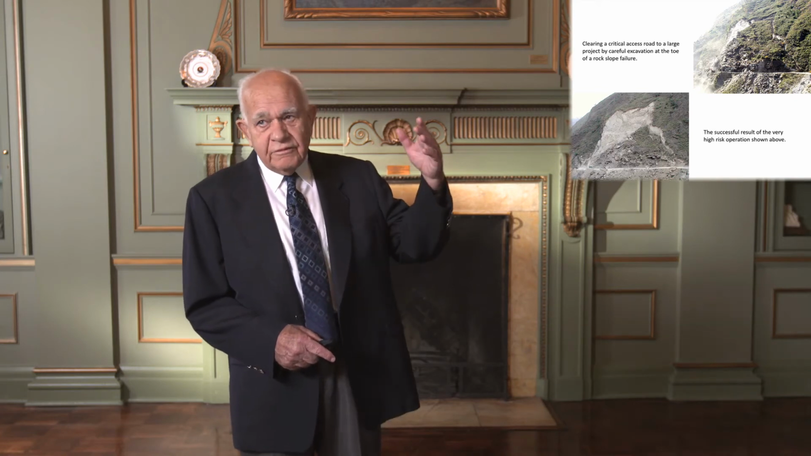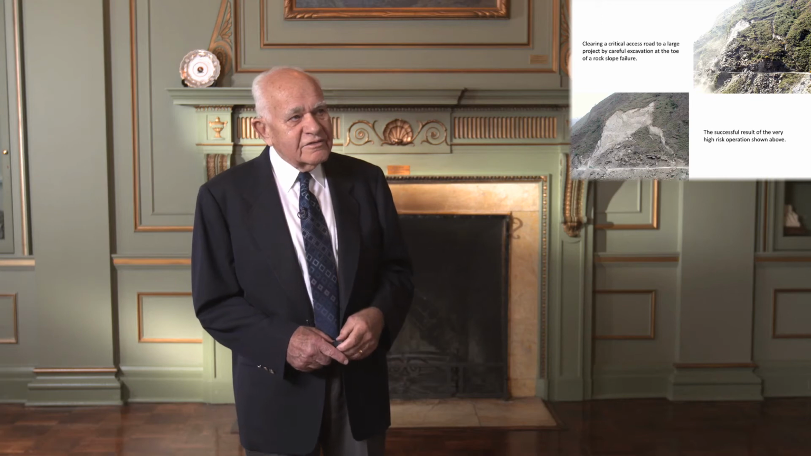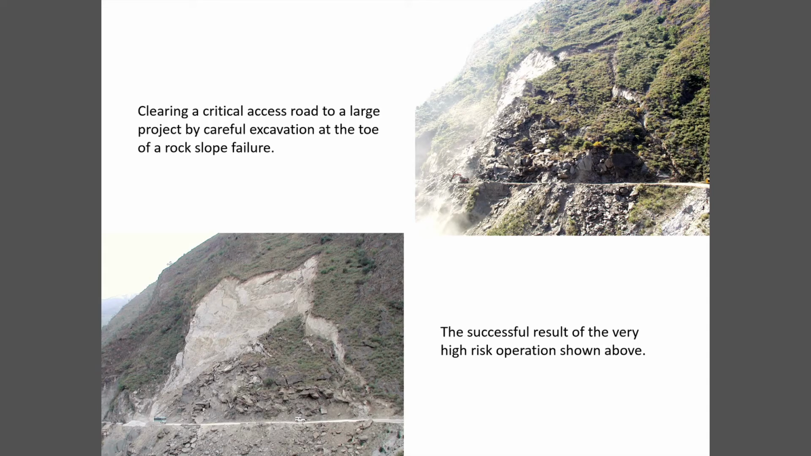Normally we take a slope down from the top, but how do you get up there on extremely steep slopes? And it was successful. You see in the lower photograph, the highway has been cleared, the landslide mass has been reduced in size, and the traffic is passing through. So it was a successful operation, but certainly an extremely high risk one.